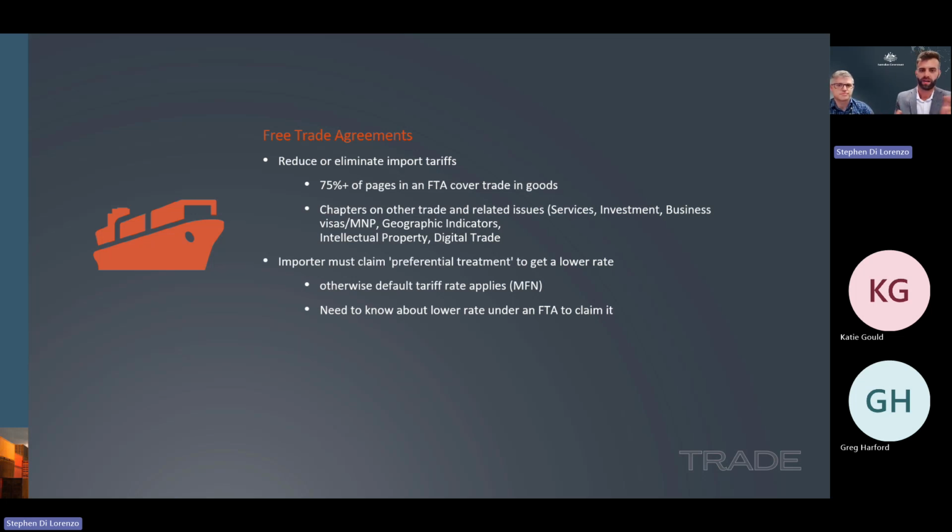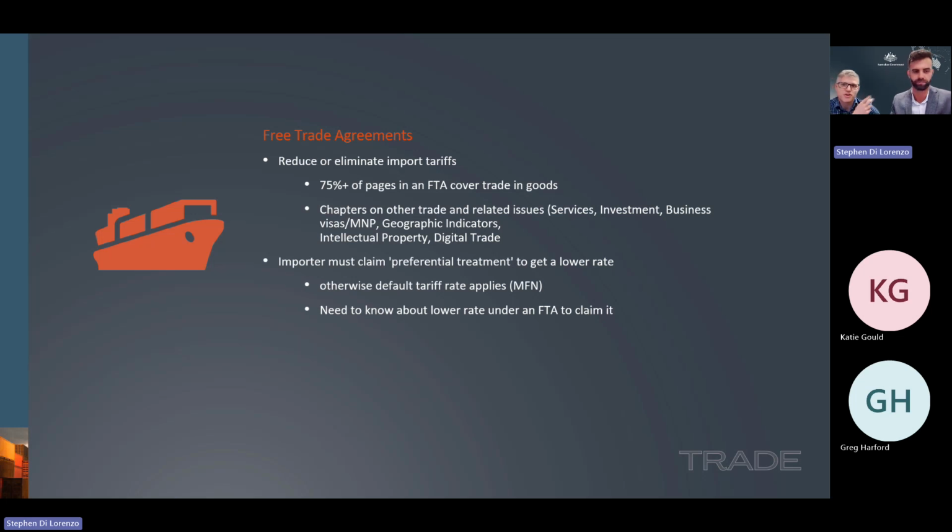So again, the importer is the one who needs to claim what we sometimes call preferential treatment, to get a lower rate for the particular product that they are importing into the country. Without that, there is a default tariff rate that will apply, sometimes referred to as the MFN, or most favored nation, which is essentially within the remit of the WTO and those agreements. So that is a default. You don't automatically get an FTA. Businesses and importers need to know what they need to do. They need to know the documentation, and they need to know how to claim that particular tariff.